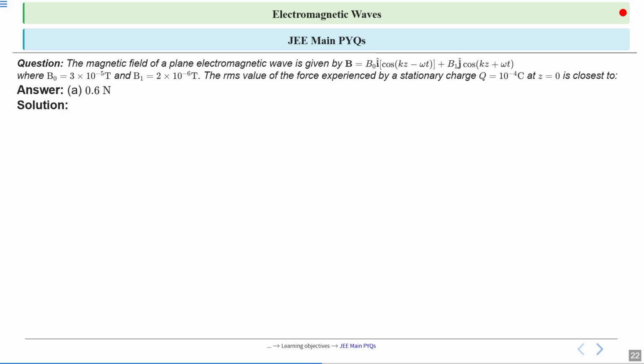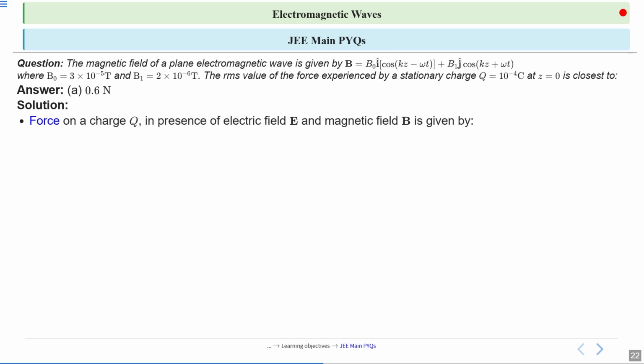So option A, 0.6 newton, is correct. Now, force on charge Q in the presence of electric field E and magnetic field B. If both electric field and magnetic field are present in the region, then the force experienced by charge Q will be F equal to QE plus QV cross B, according to NCERT equation 4.3. This is the Lorentz force experienced due to both the magnetic and electric fields present in the region.